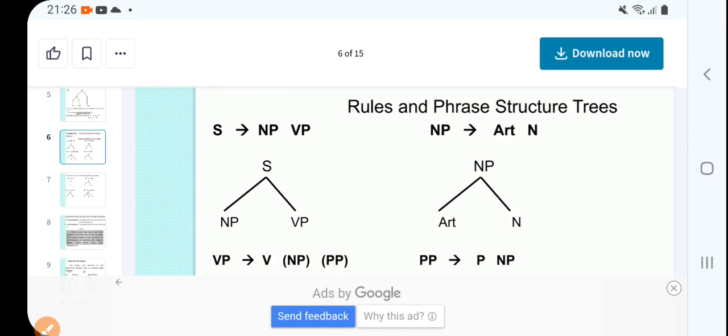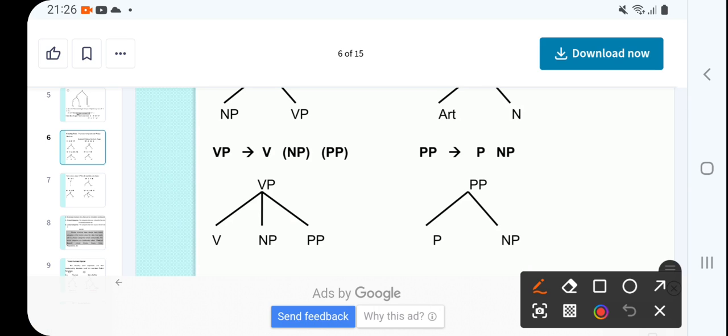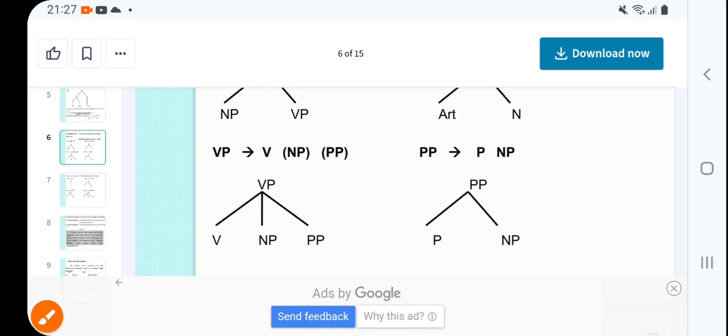So that is there, which is already discussed. Now that's a verb phrase. In verb phrase: verb, noun, verb phrase, verb, noun, and prepositional phrase. How? This is verb, this is noun phrase, this is prepositional phrase, but these are sub-branches of verb phrase, okay? Similarly, prepositional phrase: preposition and noun phrase.